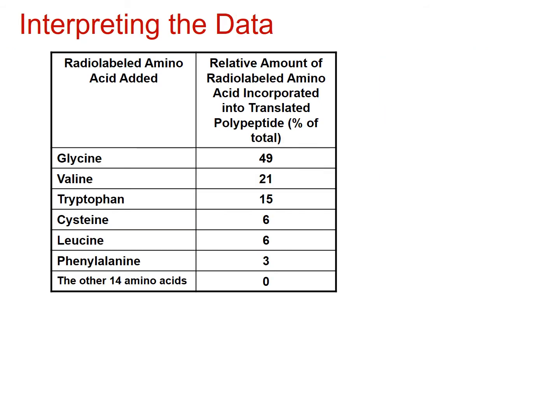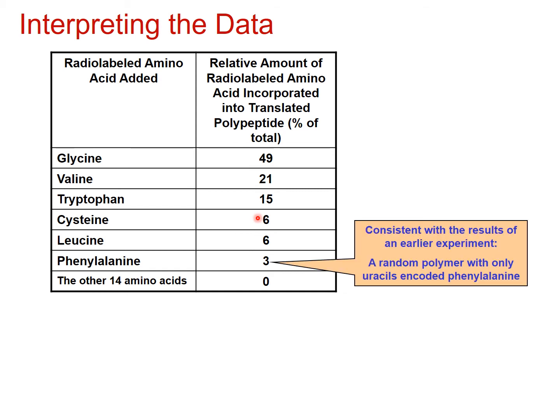Okay, so they do the experiment, and then they ask what's the percent of each polypeptide that they get after incorporating glycine, valine, tryptophan, etc. Different amino acids. And so they get these different numbers. Now, these numbers don't necessarily match up to exactly what we predicted. So what's going on here? Well, luckily, phenylalanine does. We predicted that 3% of the codons would be phenylalanine, and that's what was actually observed.